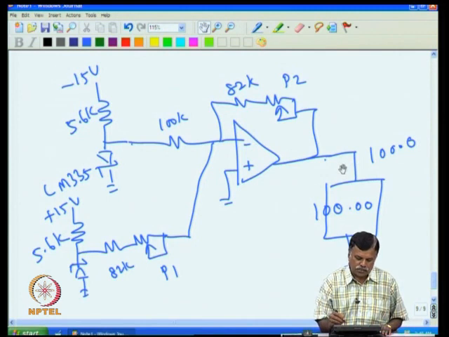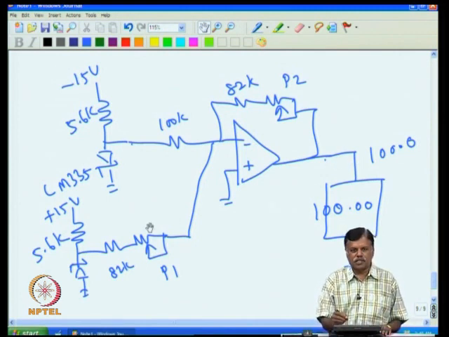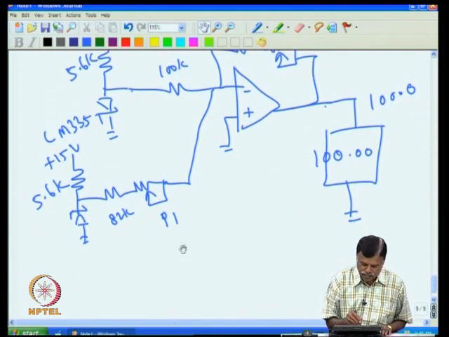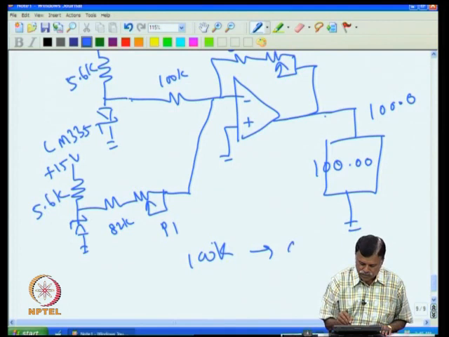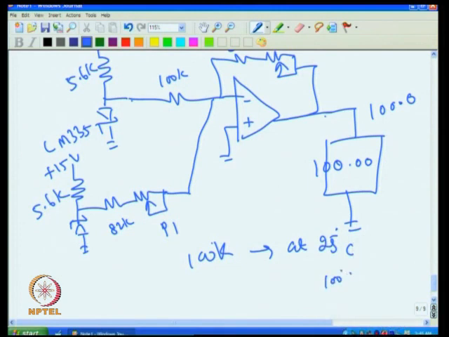Now, if I look at the resistors here, do they change with temperature? For example, I take a 100K, that resistance value is 100K at 25 degrees C. Then I look at 100 degrees C, or for example the room temperature, if we take initially only room temperature, the room temperature goes to say 50 degrees C.